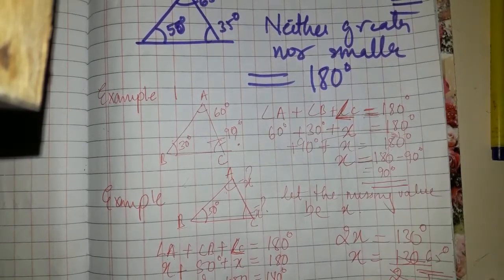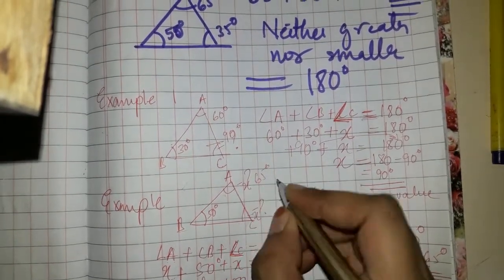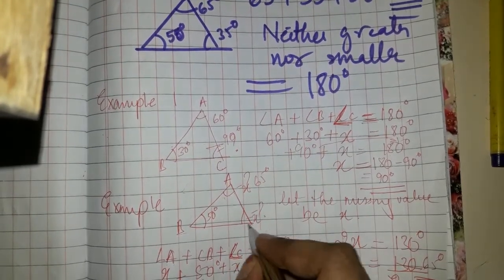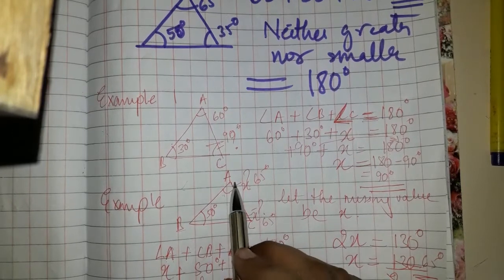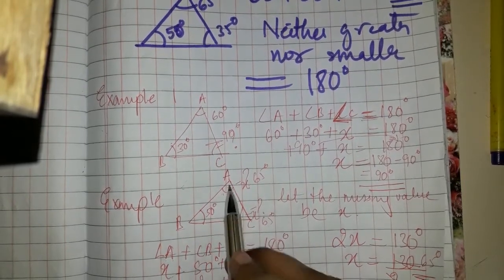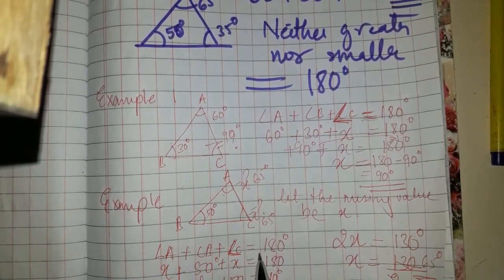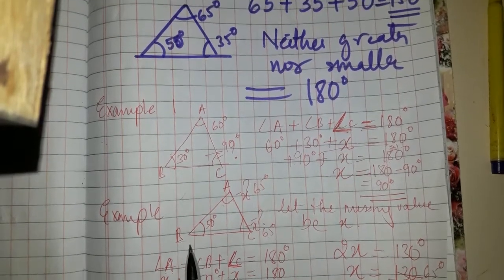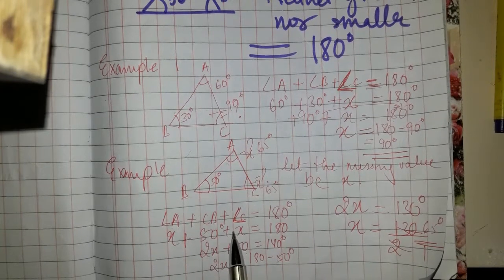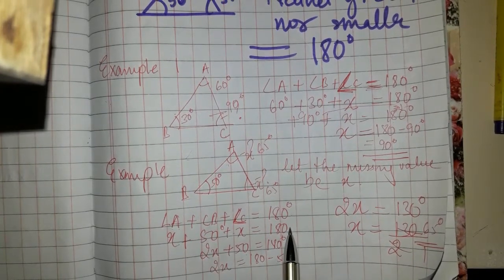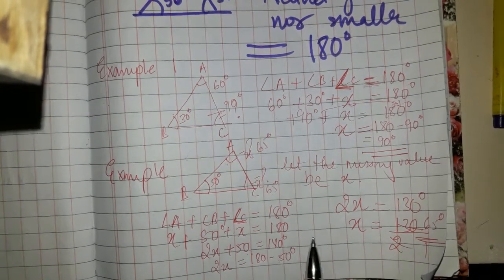So what is the answer of x? x is 65. If this x is 65, this x will also be 65. Only what you have to do, you have to add them with a plus sign, and put them equal to 180. And then you have to solve it like an equation. x you will keep on one side and all the numbers will be taken on the other side to do subtraction or addition.